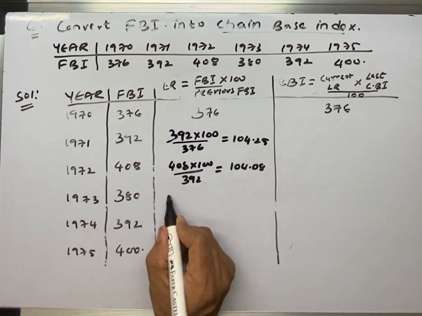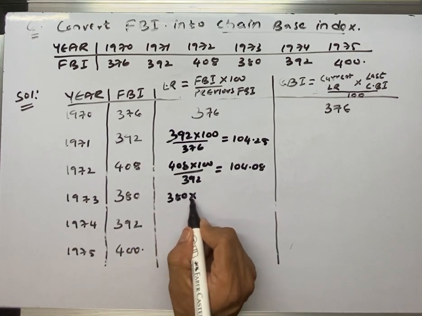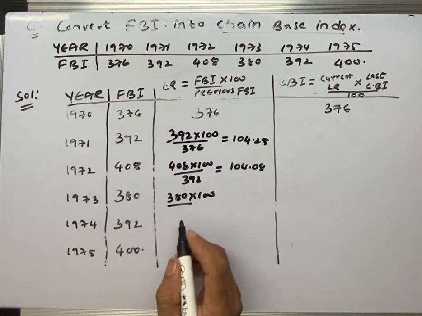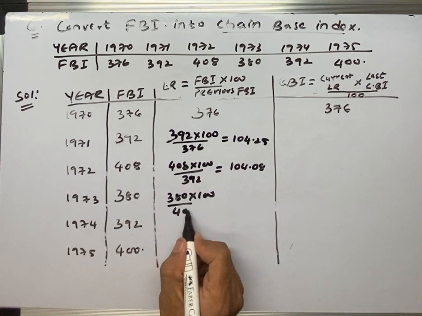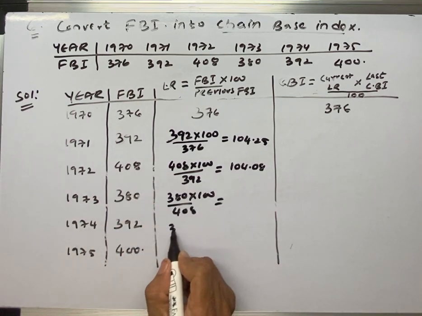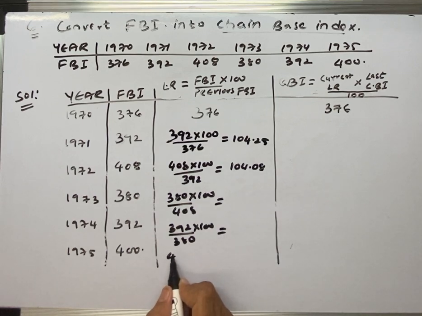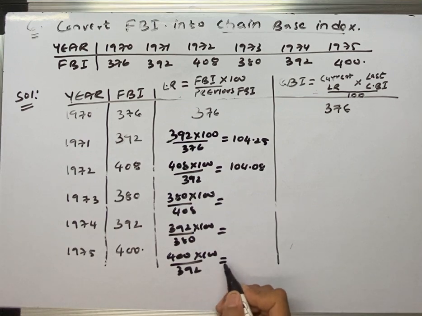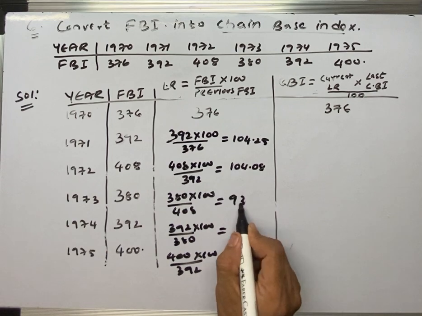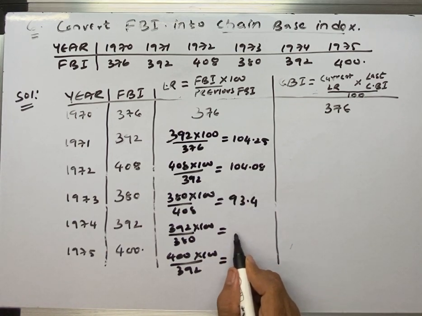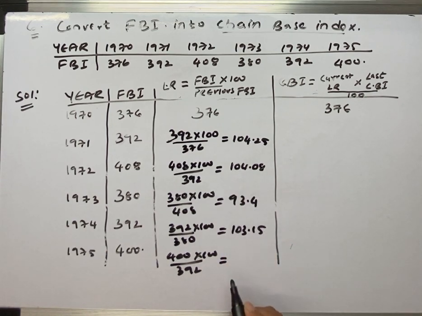Then we have 380 into 100 divided by 408. Same thing, 392 into 100 divided by 380. Then 400 into 100 divided by 392. So the answers are 93.4, 103.15 and 102.04.